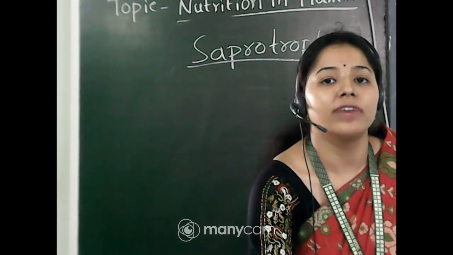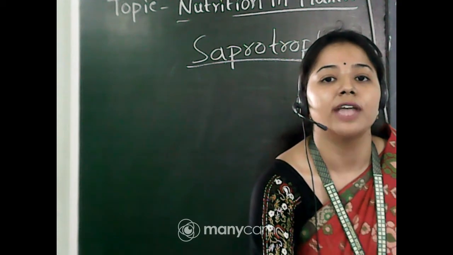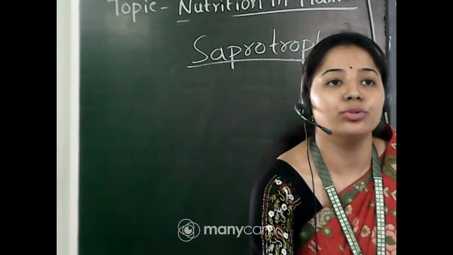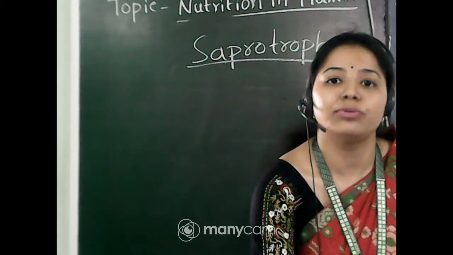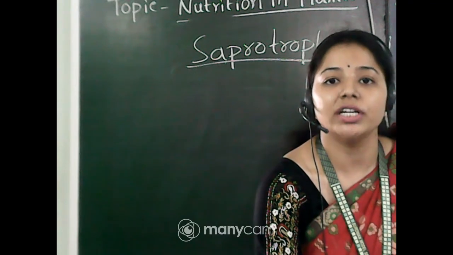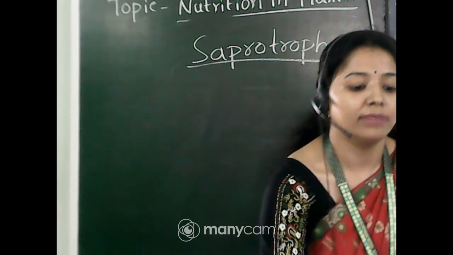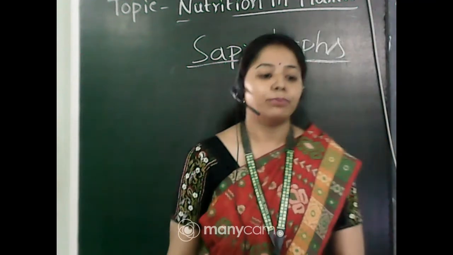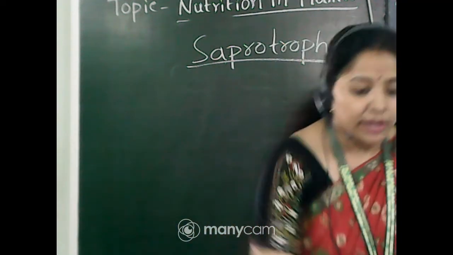Those fungi have digestive juice, and their digestive juice mixes with the dead decaying matter, and in this way they absorb nutrition from it. Their mode of nutrition is known as the saprotrophic mode of nutrition, and such organisms are known as saprotrophs. Everyone understood?